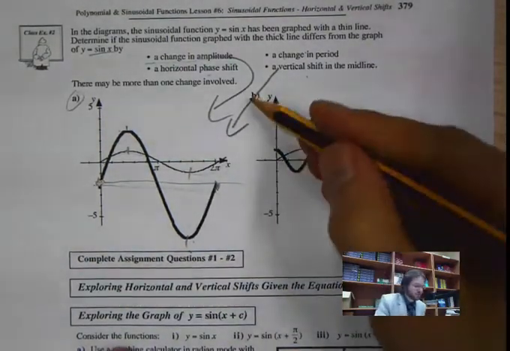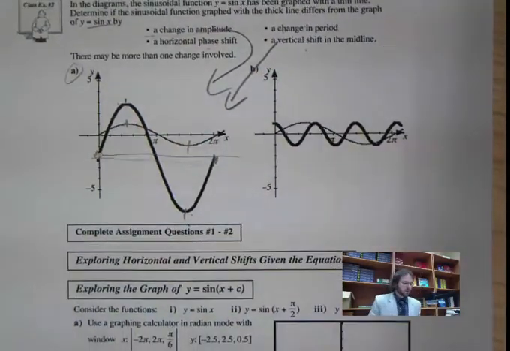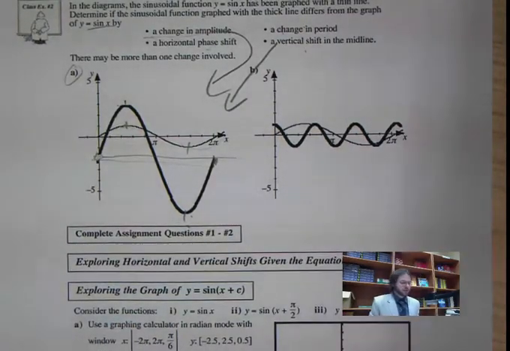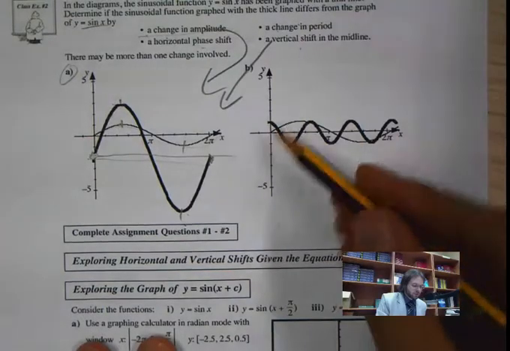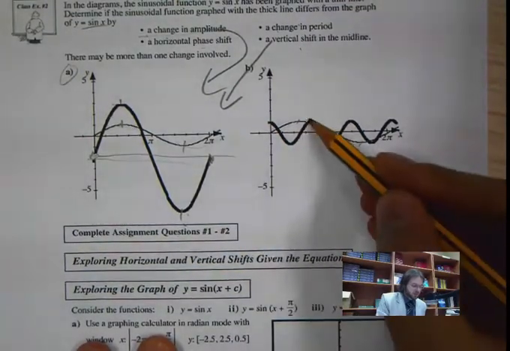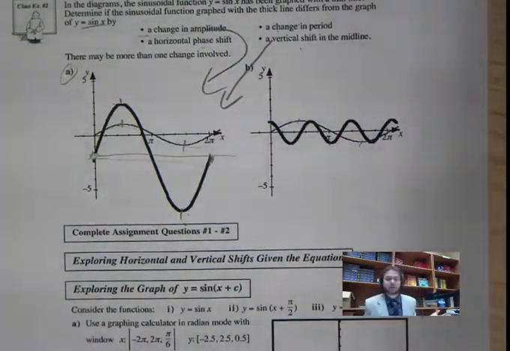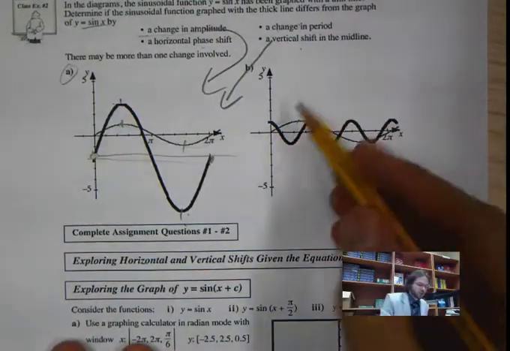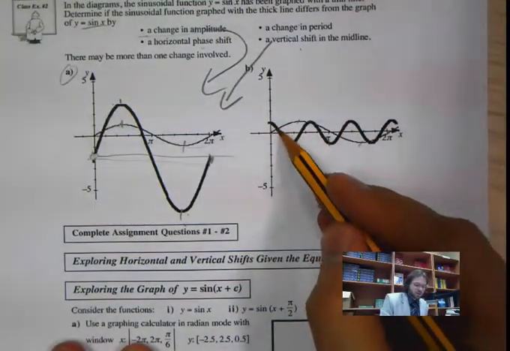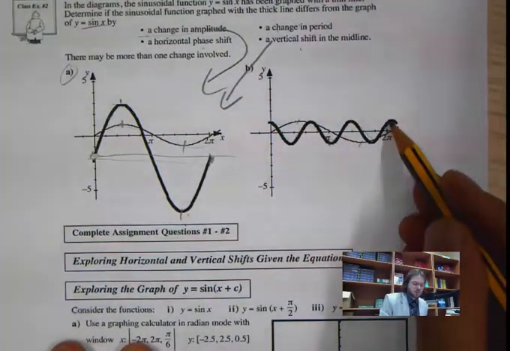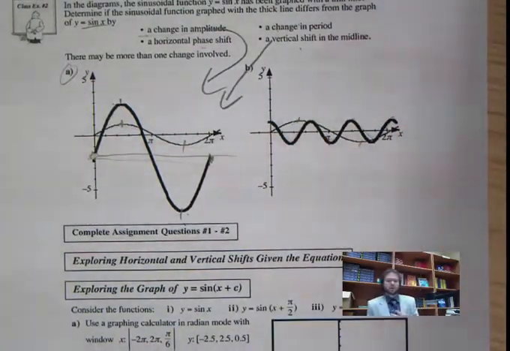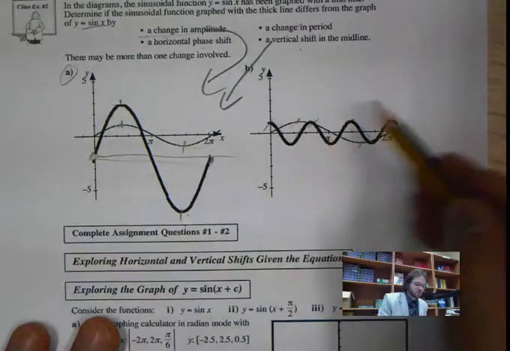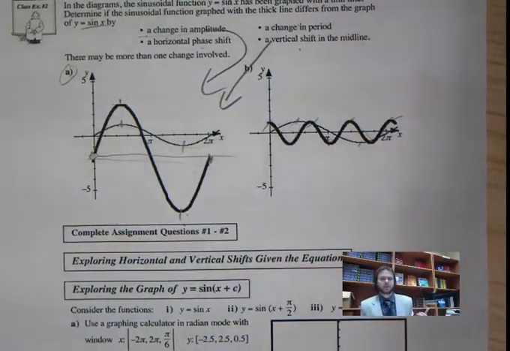Let's take a look at the next one, B. Here's my regular sine x, and then we have my bold. First of all, change in amplitude. Well, here's my max, here's my min. This one's max and min is the same height, so there's no change in amplitude. Change in period. Well, this one here, I have 1 max, 2 max, 3 max, 4 max. Here I have 1 max, 1 period in 2 pi. This one has 1, 2, 3, 4 periods.